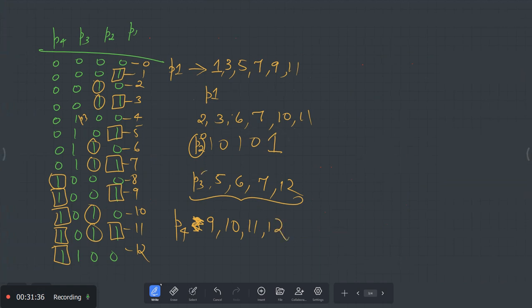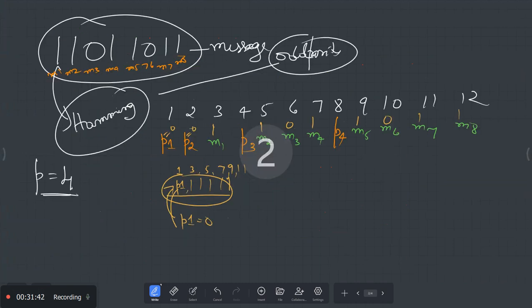Can you tell me what will be P3? 0. What will be P4? 0. So all are 0, 0, 0, 0. This is also equal to 0. This is for odd parity. Right? Okay, now let us go and do one more problem.